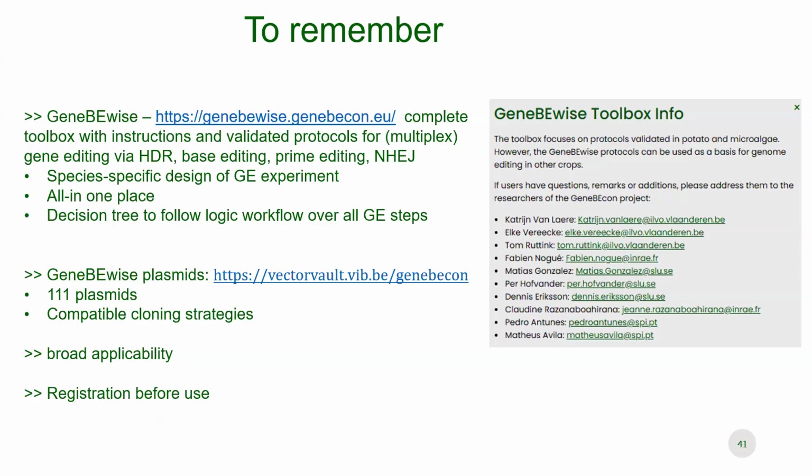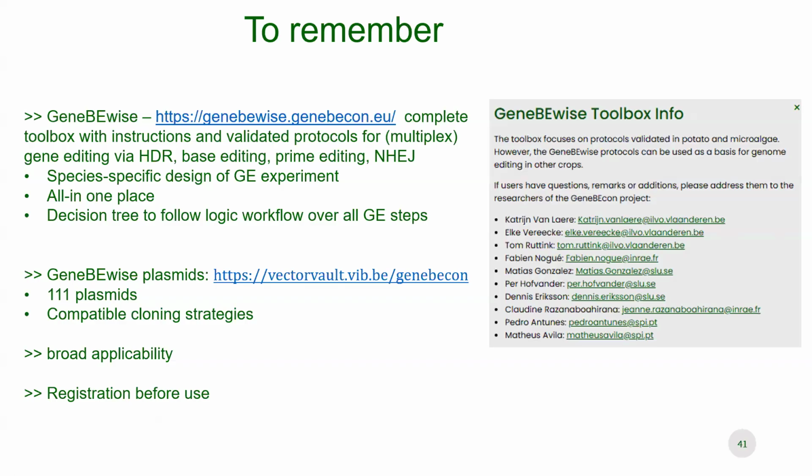And there will be tools for HDR, base editing, prime editing, and non-homologous end joining. And it's really meant for species-specific design of gene editing experiments. It's tools all in one place, and it's a decision tree to follow a logical workflow over all the gene editing steps. Besides, we also have the GeneBeWise plasmids that are gathered in the Vector Vault repository, containing 111 plasmids and constructed according to compatible cloning strategies.